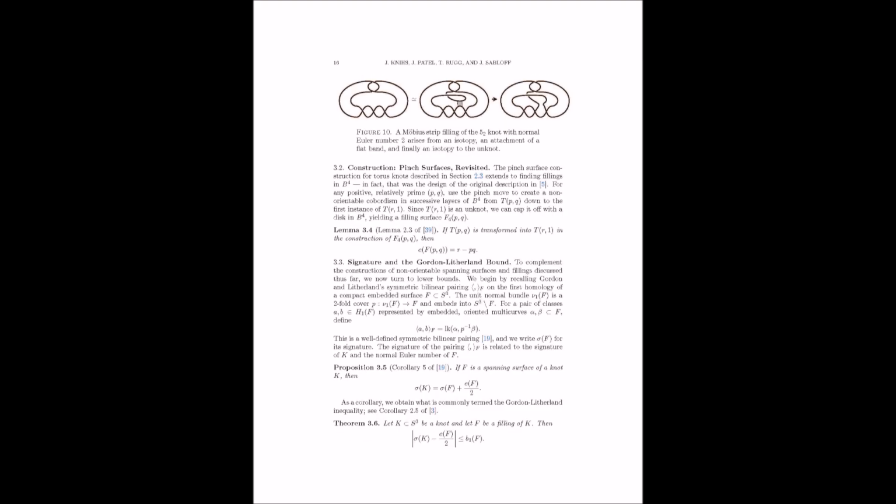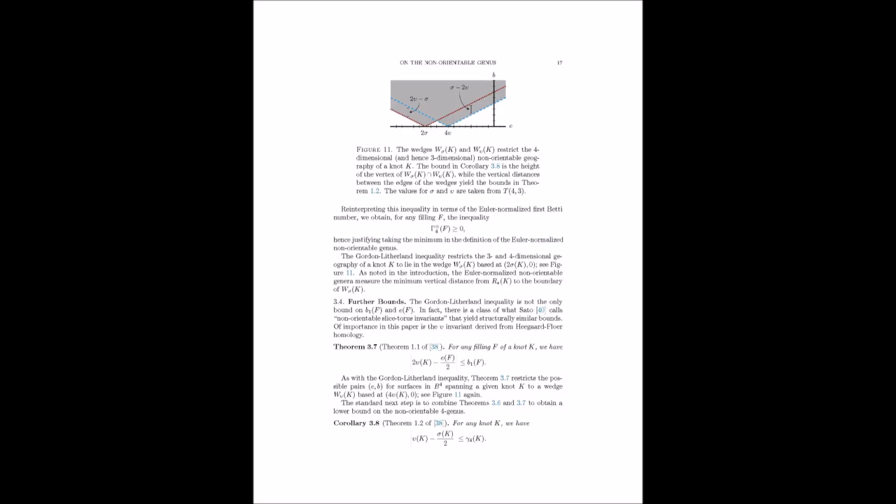We're going to start right at the top with the abstract. The authors state, we define a new quantity, the Euler-normalized non-orientable genus, to connect a variety of ideas in the theory of non-orientable surfaces bounded by knots.